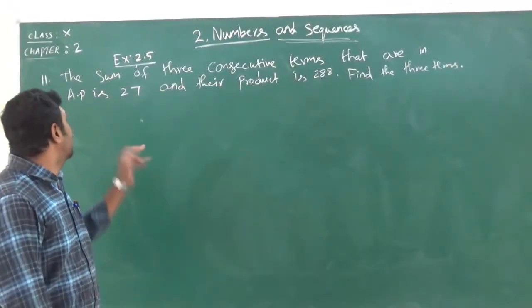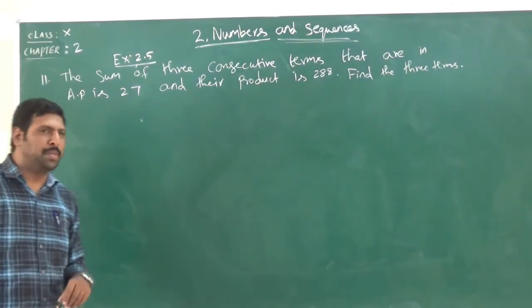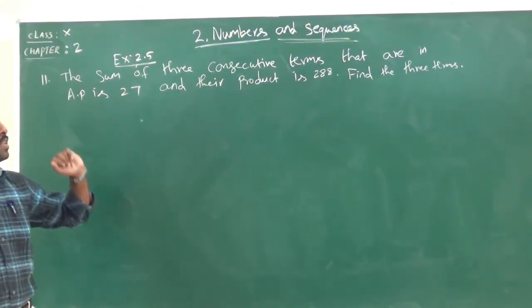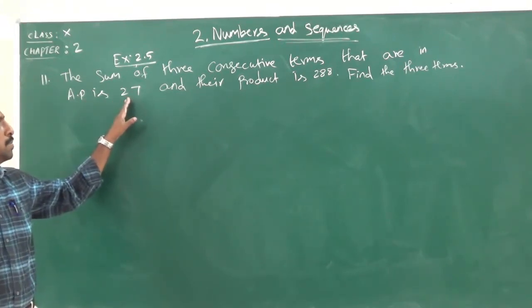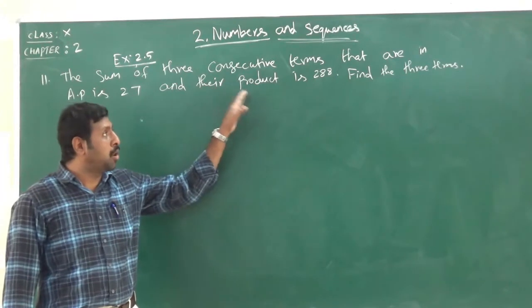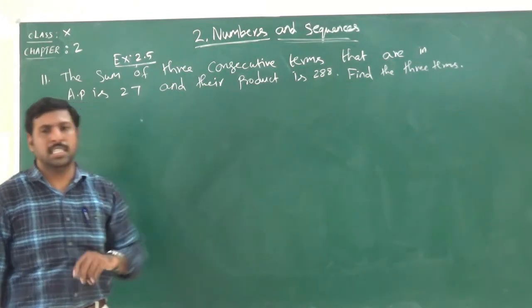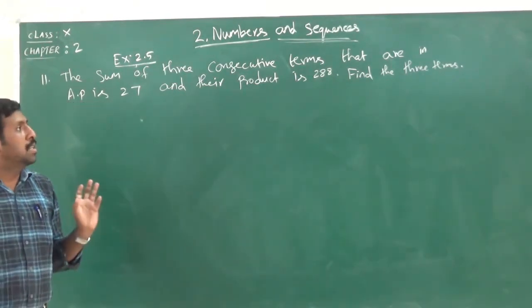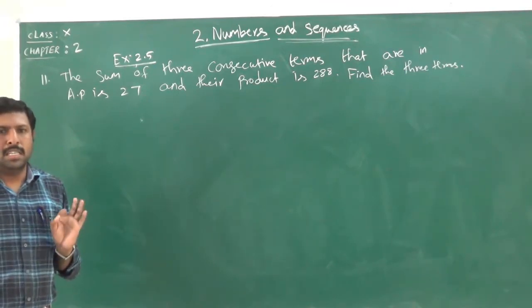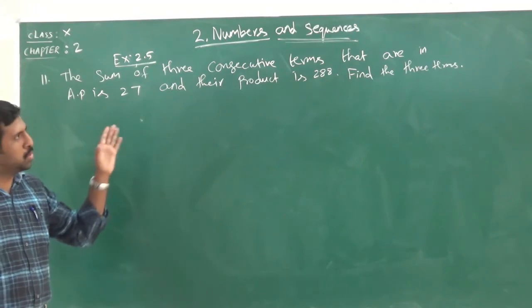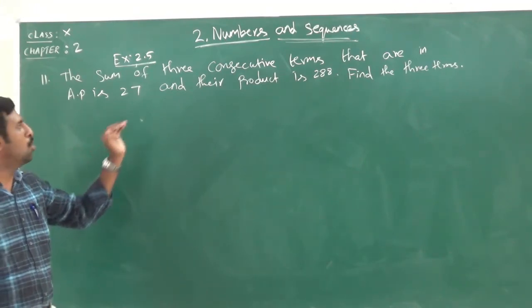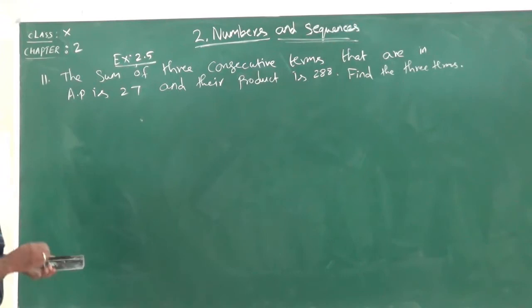Hi students, exercise number 2.5, question number 11. The sum of three consecutive terms that are in AP is 27 and their product is 288. Find the three terms. First, for the sum of three consecutive terms, a minus d, a, a plus d is the three consecutive terms. By using these three consecutive terms, we have to find out the three terms, right?